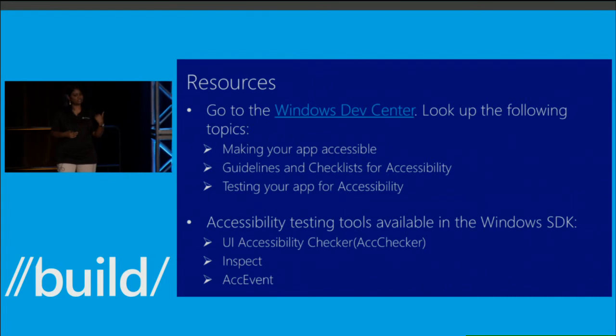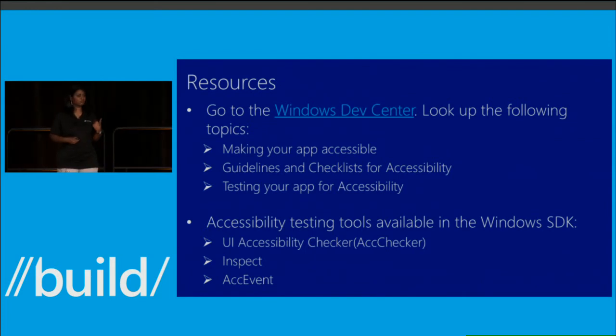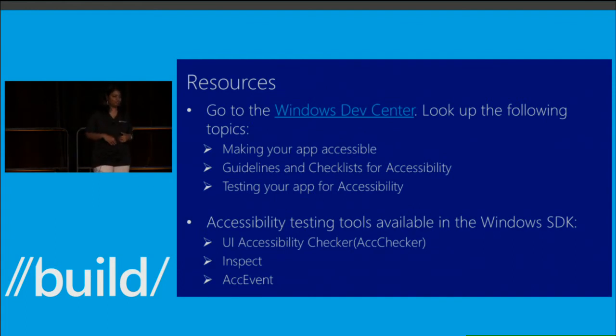There are a couple of other tools that I've listed here, Inspect and Win Event, or rather ACK Event. Both of these tools provide you more detailed accessibility information that might be missing from your app. They're both verification tools, and so these are all available to you in the SDK.